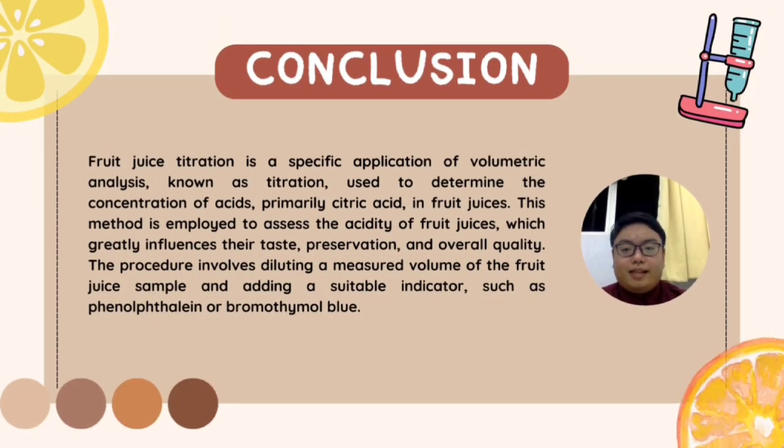My name is Nazhan Akil. So now, we can conclude that fruit juice titration is a specific application of volumetric analysis known as titration, used to determine the concentration of acids, primarily citric acid in fruit juices. This method is employed to assess the acidity of fruit juices, which greatly influences their taste, preservation, and overall quality. The procedure involves diluting a measured volume of the fruit juice sample and adding a suitable indicator such as phenolphthalein or bromothymol blue.